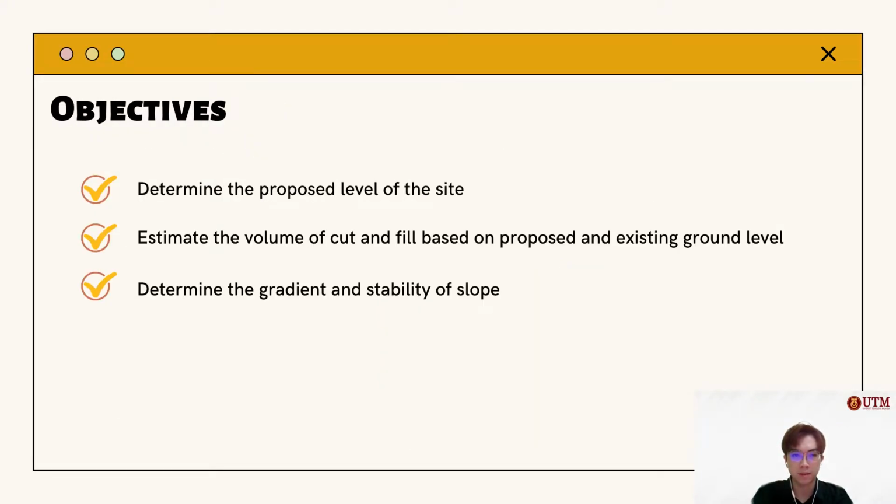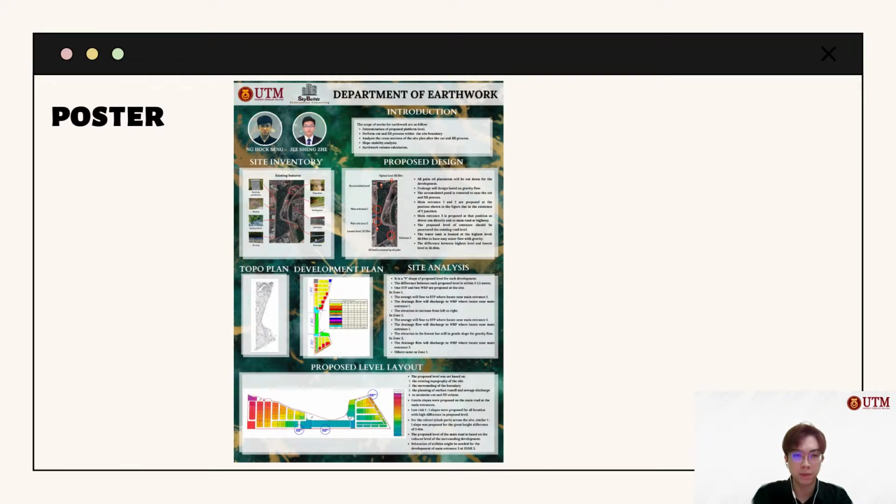There are three objectives. First is to determine the proposed level of the site. Second is to estimate the volume of cut and fill based on proposed and existing ground level. And third is to determine the gradient and stability of slope. This is our department poster and we have provided some comments in the report.